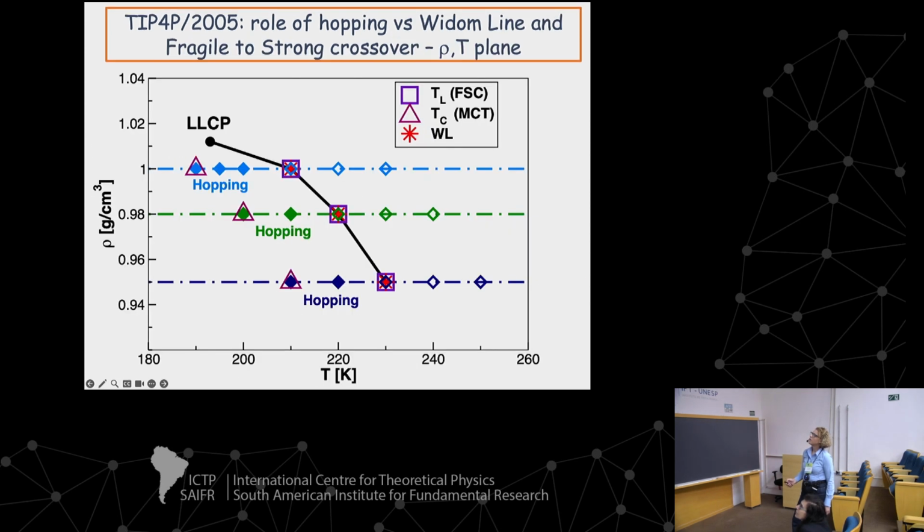So you see here, you have the hopping in this part. This is the Widom line. So the fragile to strong transition. This is the mode coupling crossover temperature, which has nothing to do with the liquid-liquid critical point. And you see that in this region we have hopping, and in this region we have no hopping.